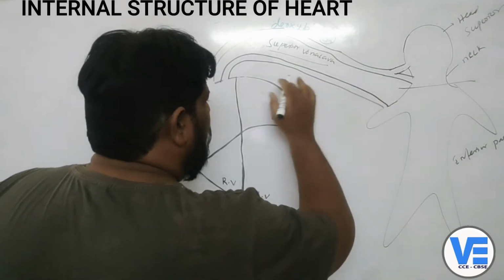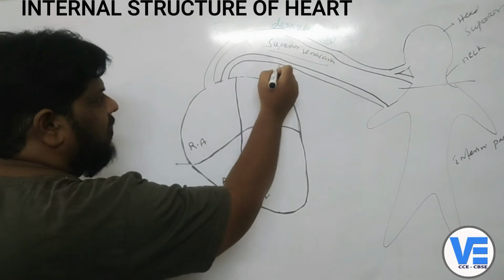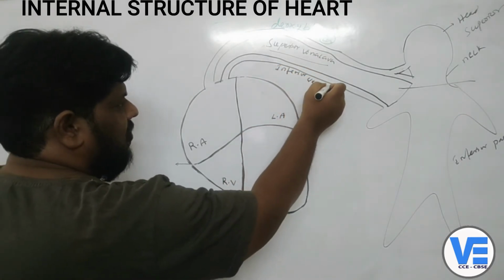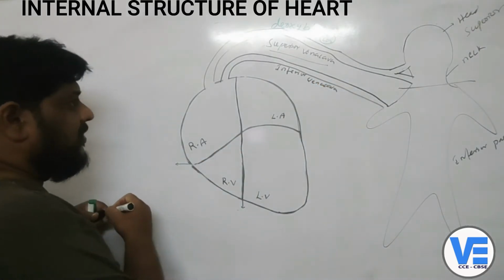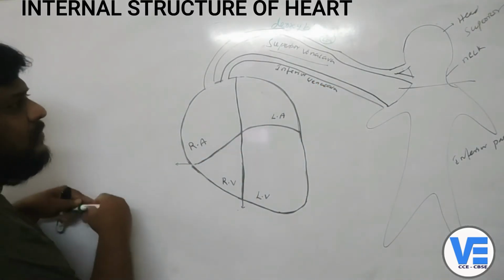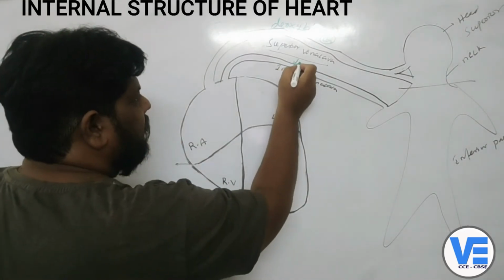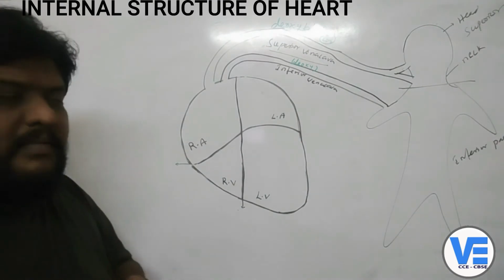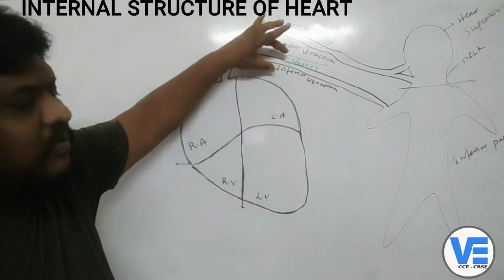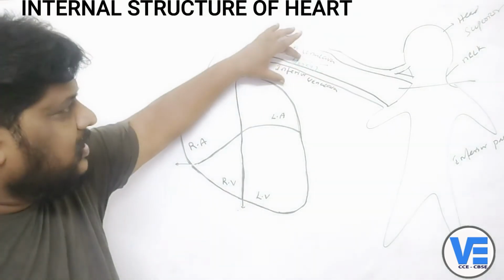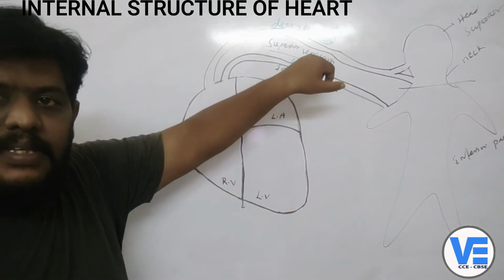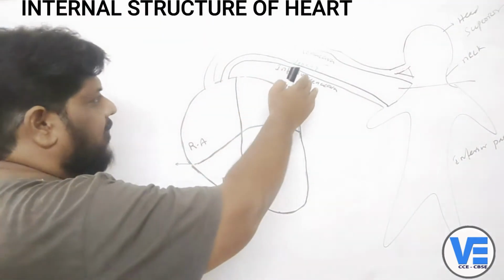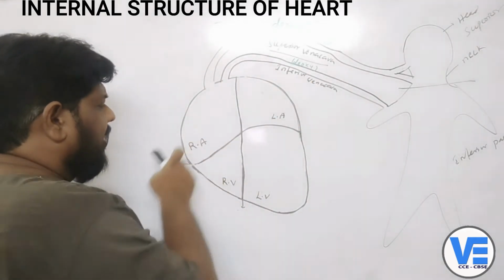I have drawn here one more vein which is called the inferior vena cava. Inferior vena cava also brings the same, that is the deoxygenated blood. That is, whatever blood which is not pure, which is impure, which doesn't have the oxygen, which is having the carbon dioxide. So that blood is brought again to the right auricle.